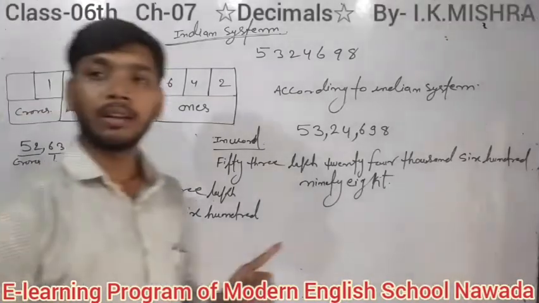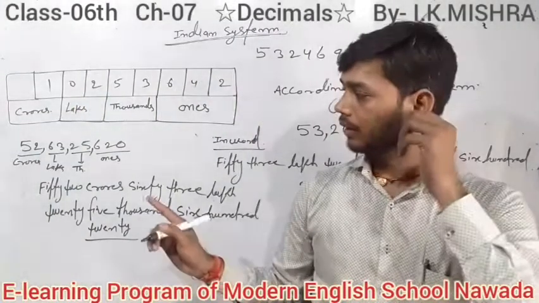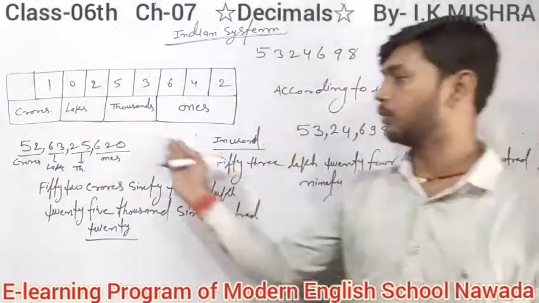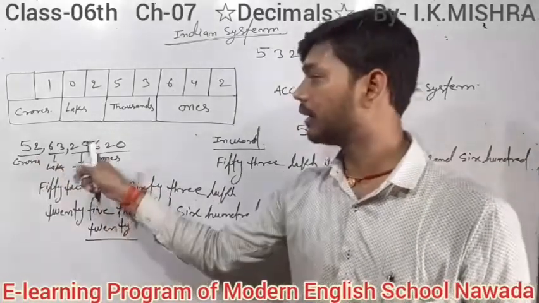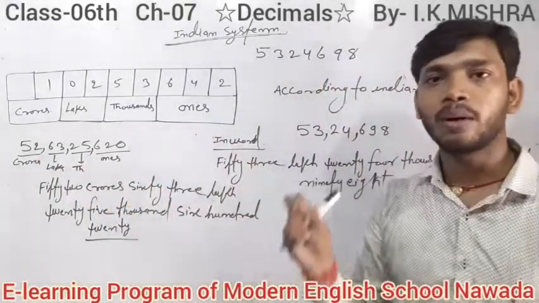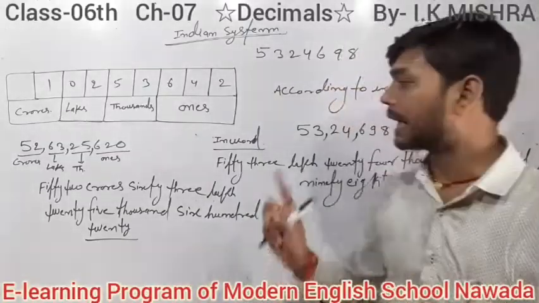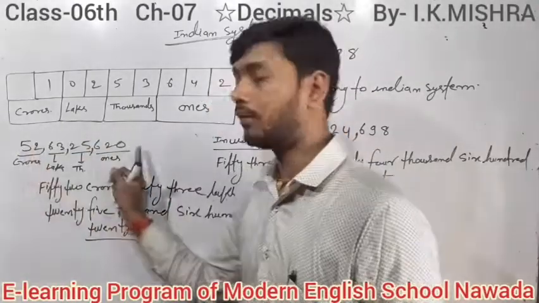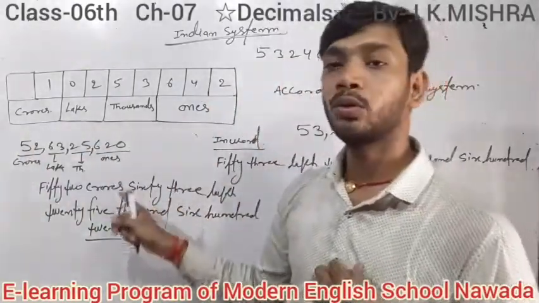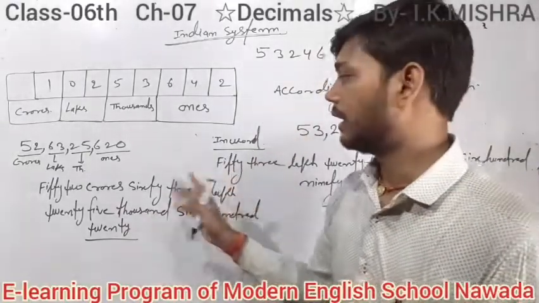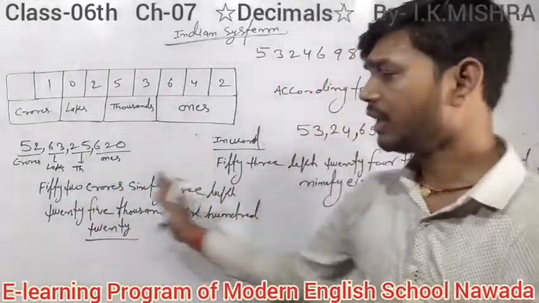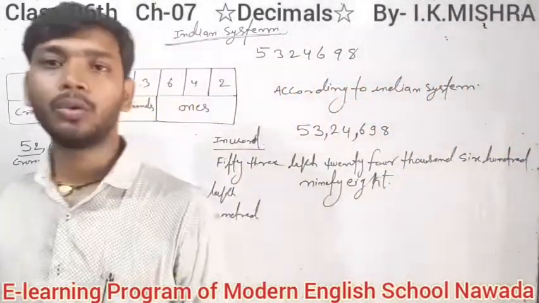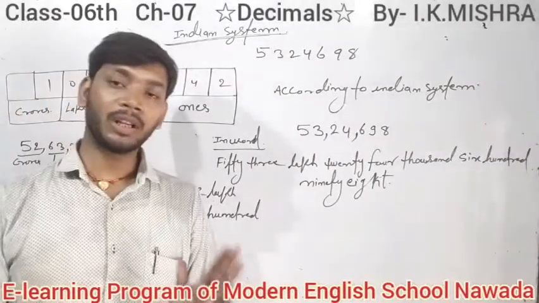Similarly, students, you can write the name of any number in words. First put the commas according to the Indian system. If you are asked to write the name in words of a number, first of all put the commas according to its periods in the Indian system, and then write the name accordingly. Now students, know the notation of numbers.